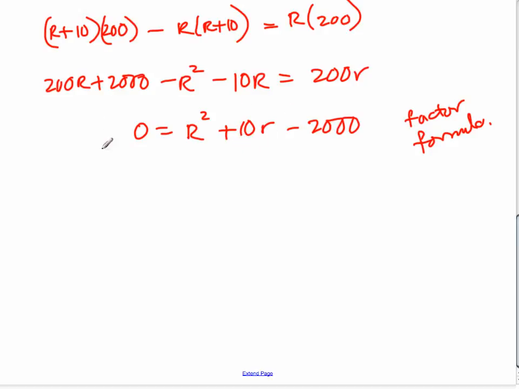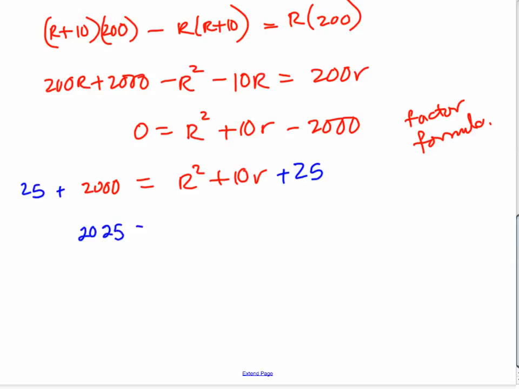I'll put the 2000 back over here, r squared plus 10r. Now to complete the square, I'll take this and divide it by 2 and square it. So that'd be plus 25. And then over here, I'd have to add 25. So on this side, I'd have 2025 equals r plus 5 all squared. Now I'll square root both sides. So I'll have square root of 2025 equals r plus 5.